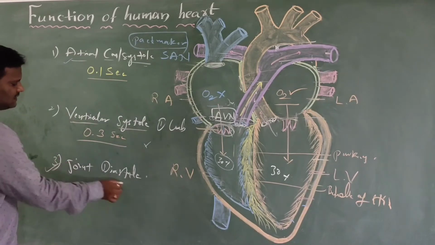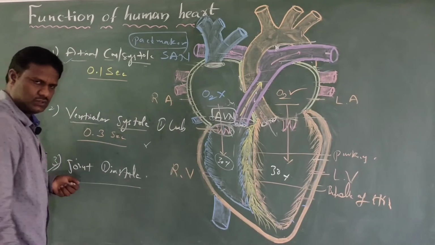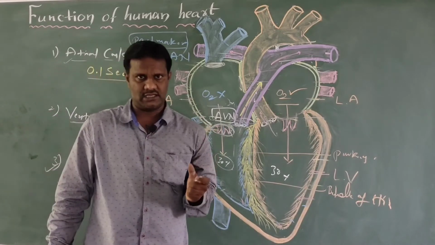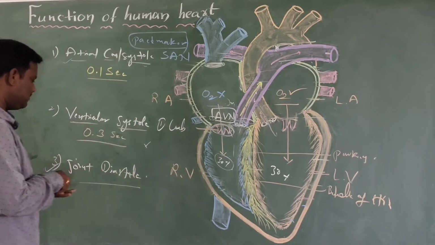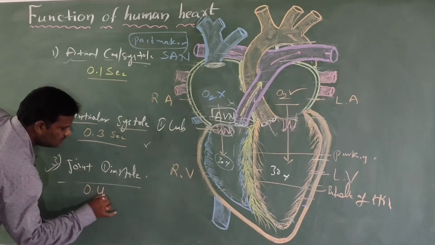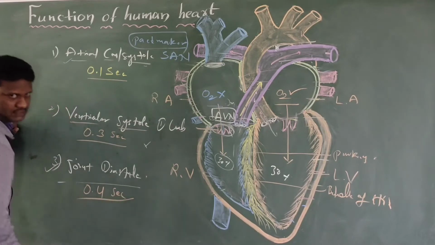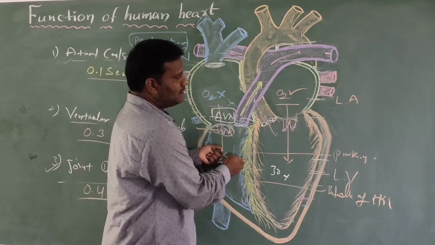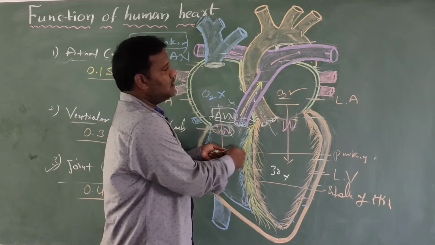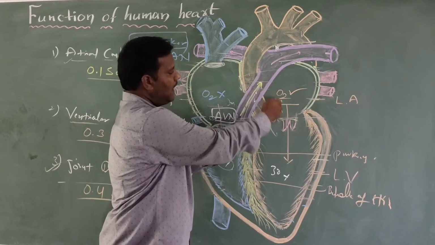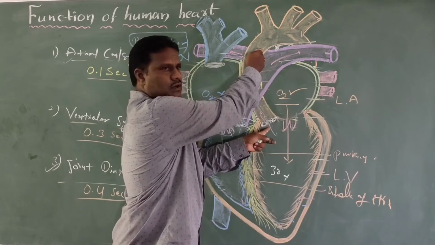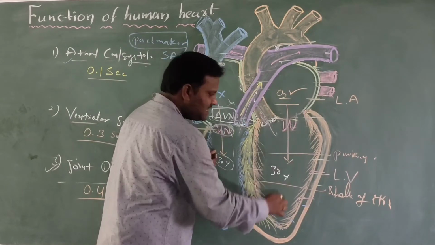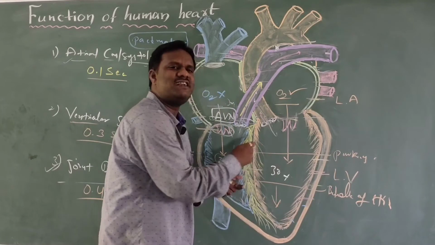Now we can see joint diastole or ventricular diastole. This takes approximately 0.4 second. Okay, Nana? The blood enters directly into the systemic arch, the pulmonary artery and the aorta. In this way the blood pressure is reduced in the ventricles.